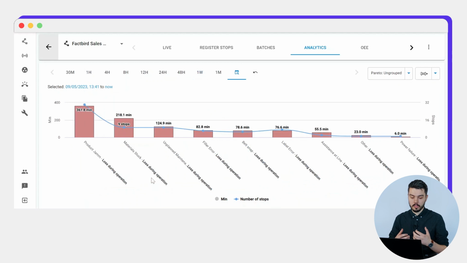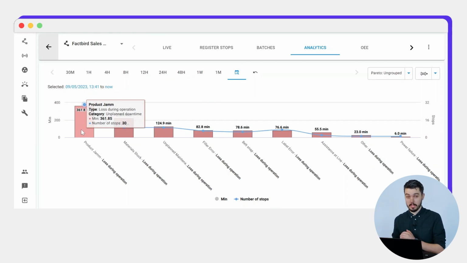But really, we want to dive in further into that information. So we can click on that and see in a Pareto graph again, the biggest issue in the last week was a product jam. So you can see here it's happened 30 times in a week, 361 minutes of downtime for that. So it's a very serious issue for this production line. And once we start to understand that, we can actually start to take action to help reduce and mitigate this problem.